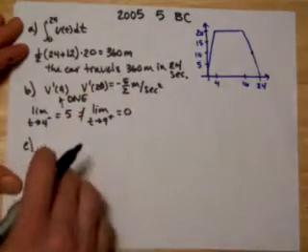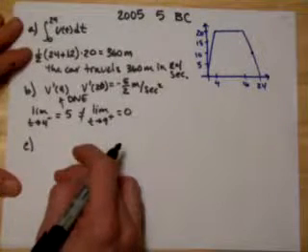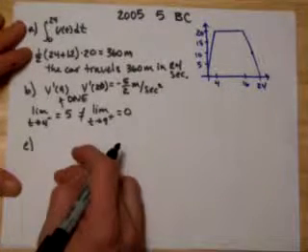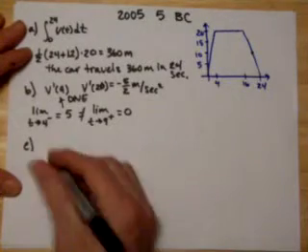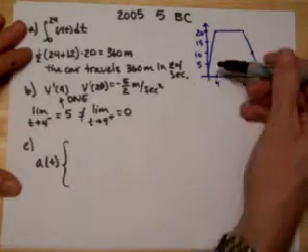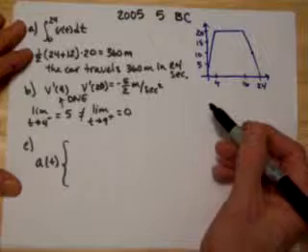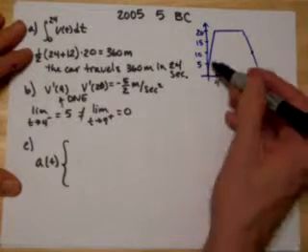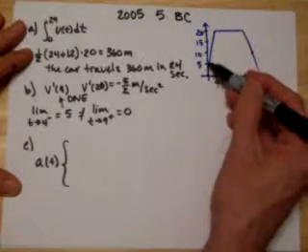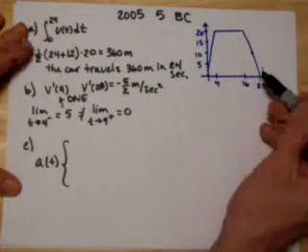C. If a of t is the car's acceleration, then write a piecewise defined function for a of t. Well, we know it has different accelerations in each of these three parts. So acceleration is the derivative of velocity, so the derivative is the slope of the velocity. Slope here is 5, slope here is 0, slope here is negative 5/2.